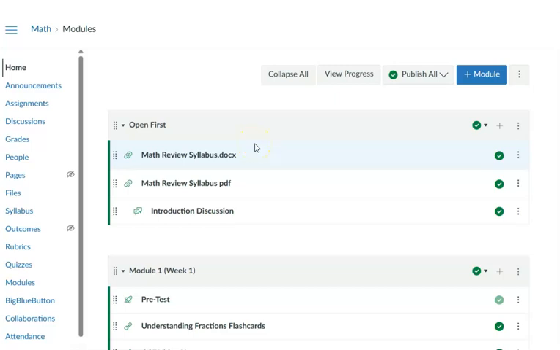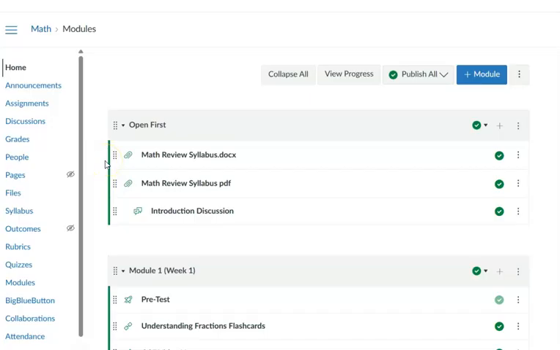Today I will be giving an overview on my math review course created through Canvas. To access the course and its materials, students will need to register with the provided course link. Once the course has been opened, the student will be able to see the course modules as we do here. The first module students will open is titled Open First.